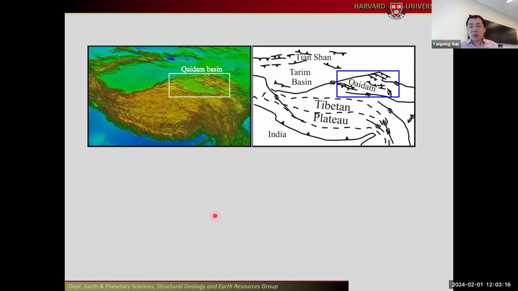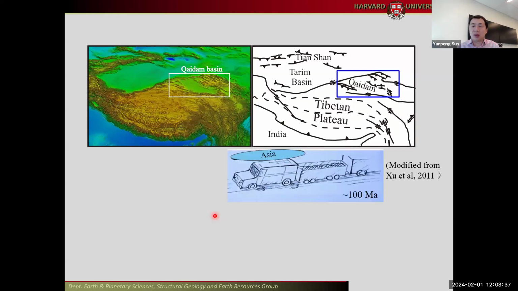For those of you who are not familiar with where we are, the Qaidam Basin is located in the northern margin of the Tibetan Plateau, which is one of the largest tectonic features on Earth. The plateau itself formed as a result of the collision between India and Eurasia that started in the Cenozoic period.